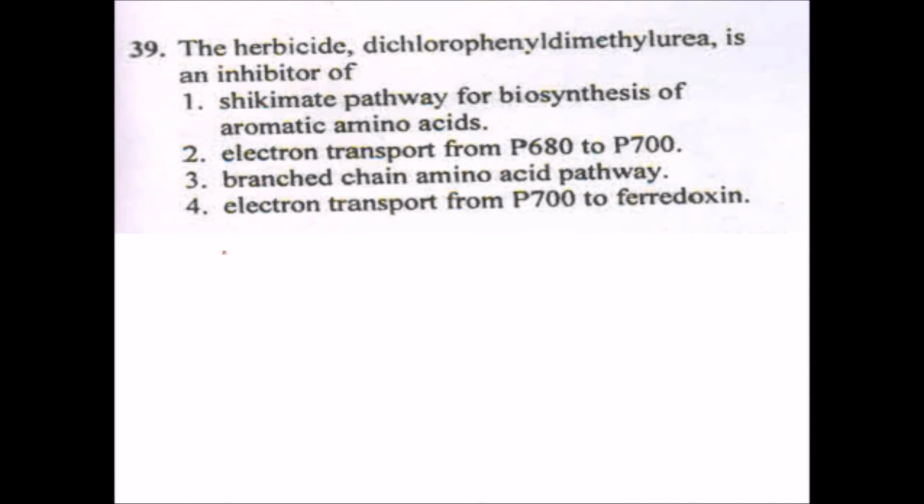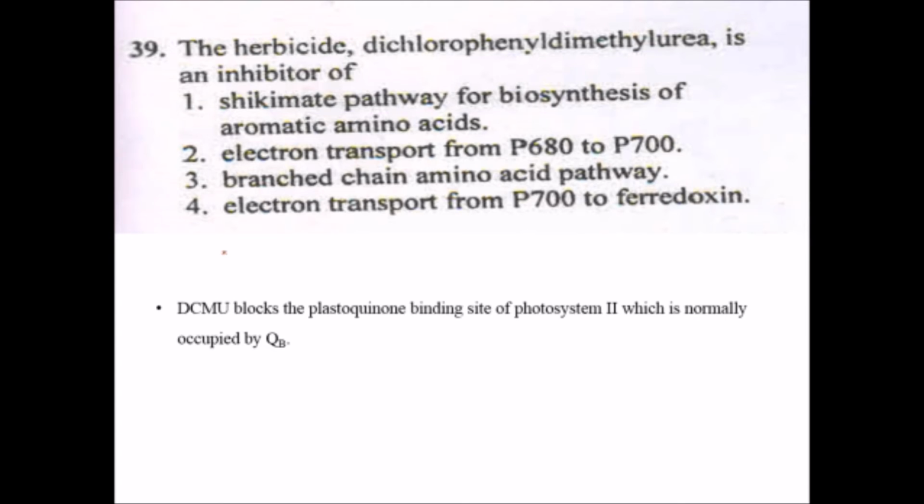Next question is, the herbicide dichlorophenyldimethylurea is the inhibitor of. Actually, DCMU, or dichlorophenyldimethylurea, blocks the plastoquinone binding site of pigment system 2, which is normally occupied by QB, and it doesn't have any effect on pigment system 1 or P700.